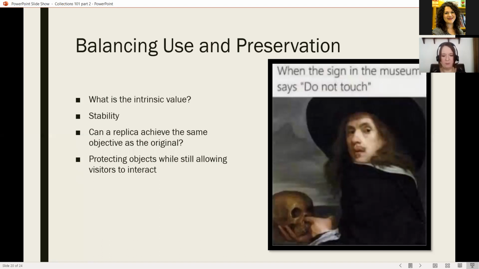So, consider the stability of artifacts when you go to allow the public to interact with them. Is it possible to create a replica of this item so that people can still use it, but you can preserve the original? Is there some intrinsic value to the original that would be destroyed if it was lost to time and space? Another thing to consider is how do you protect objects while still allowing visitors to interact? Sort of nebulous questions, and everybody can achieve them in different ways.